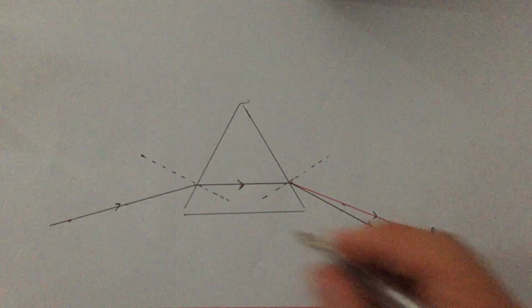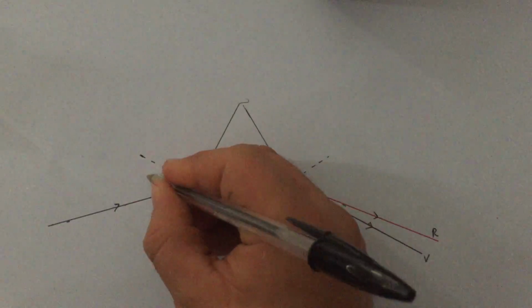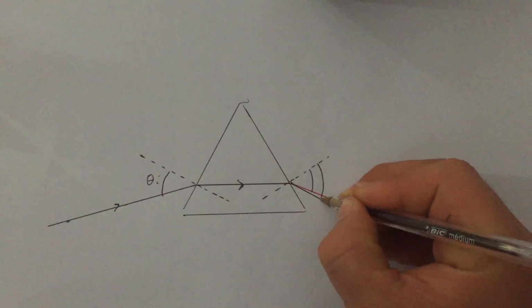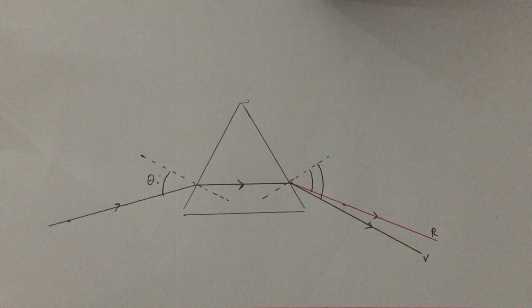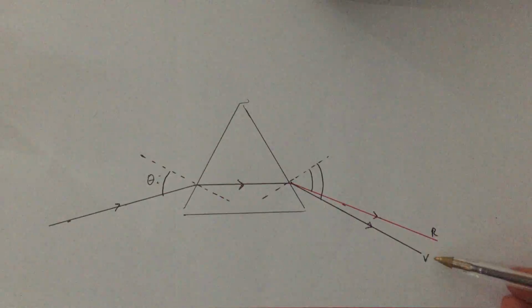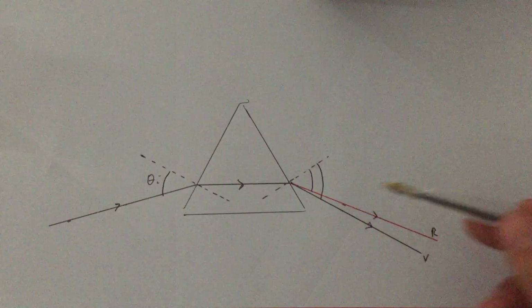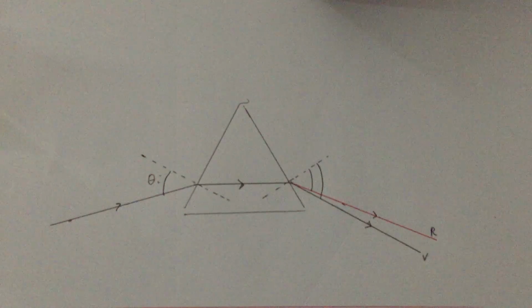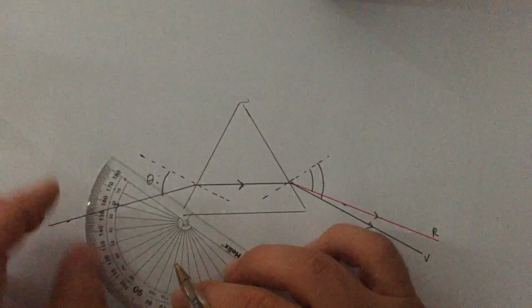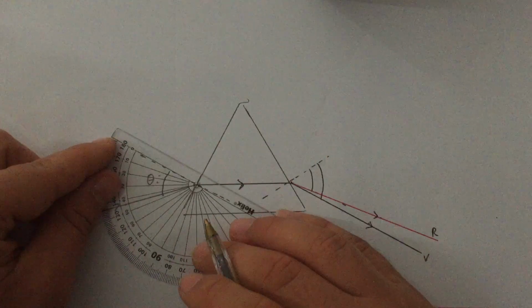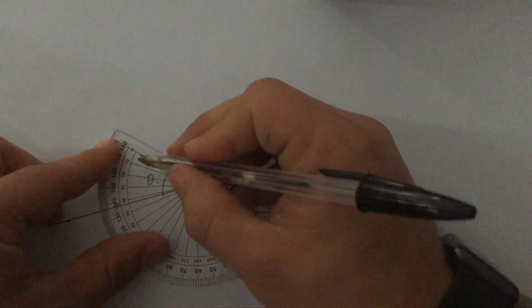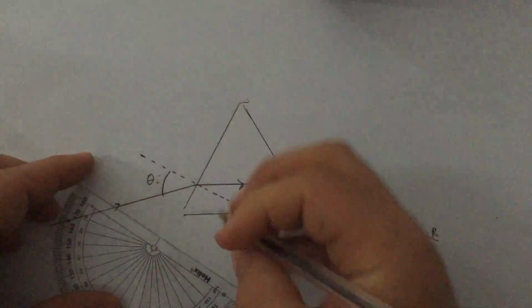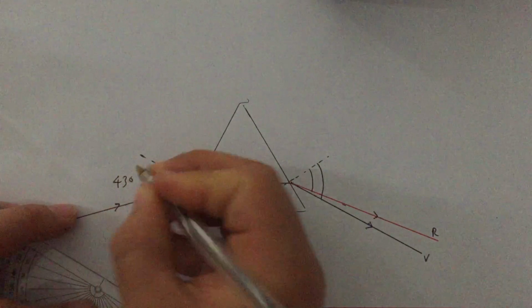And so what we're interested in is measuring the angle of incidence and measuring the 2 angles here, the angle for the red light and the angle for the violet light. And you can hopefully see already, before I've even measured it, that the violet light has refracted more than the red light. The angle is greater. So first of all, let's measure this angle of incidence. We line that up on the 0 and we measure it, and for that we get 43. So we've got an angle of incidence here of 43 degrees.